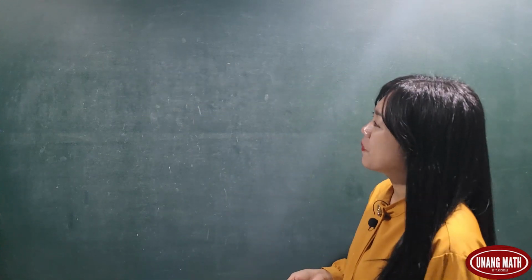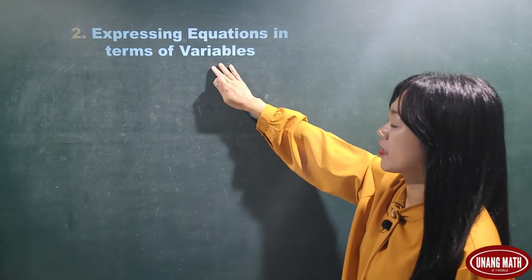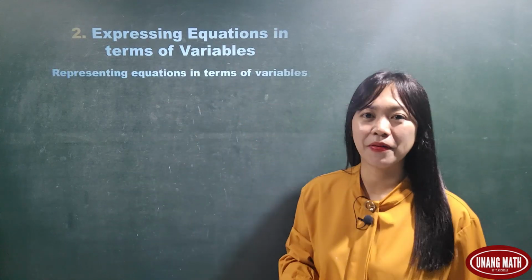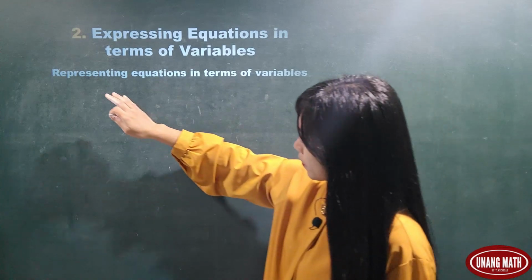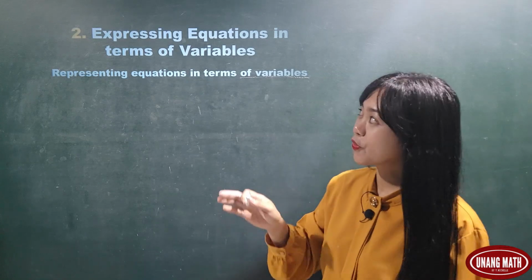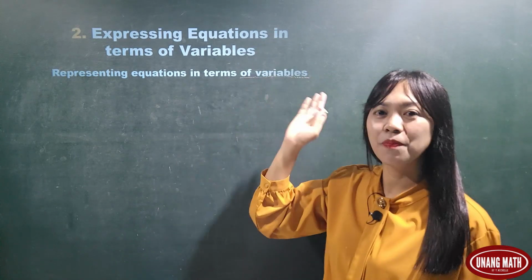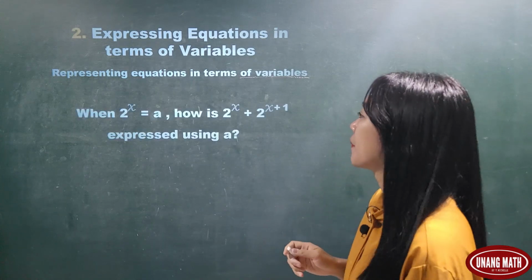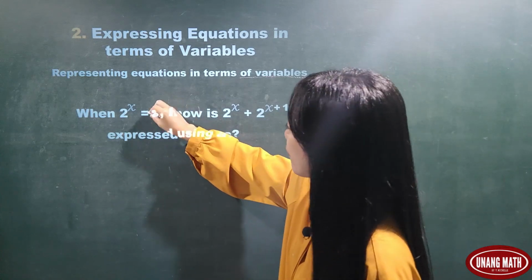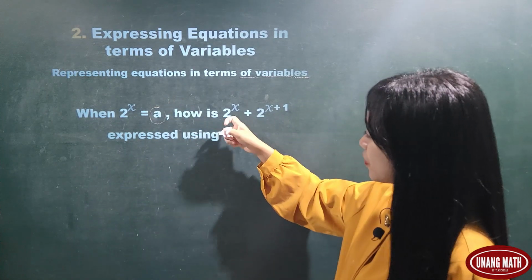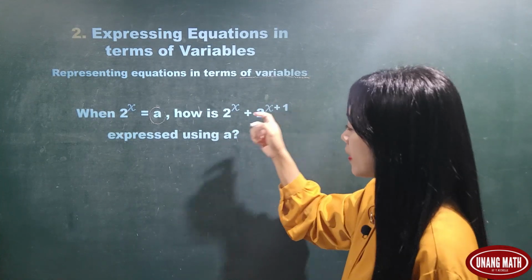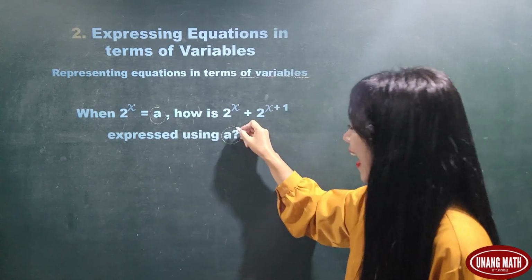Okay, let's continue with the second type of question. And this is about expressing equations in terms of variables. In here, we will represent equations in terms of variables. And for you to understand this type of question, let's give an example. When 2 raised to the power of x is equal to this variable a, how is 2 raised to the power of x plus 2 raised to the power of x plus 1 expressed using a?